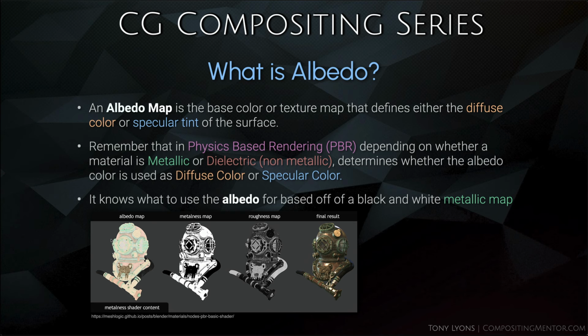So here we have an example where we have the albedo map with the color information, and then the metalness map is showing you what part of the object is metallic and what is not on a black and white map. Whatever is white is metallic and whatever is black is non-metallic. And this metalness map determines what to use the albedo color for, either as the diffuse color or as a tint to the specular reflection.